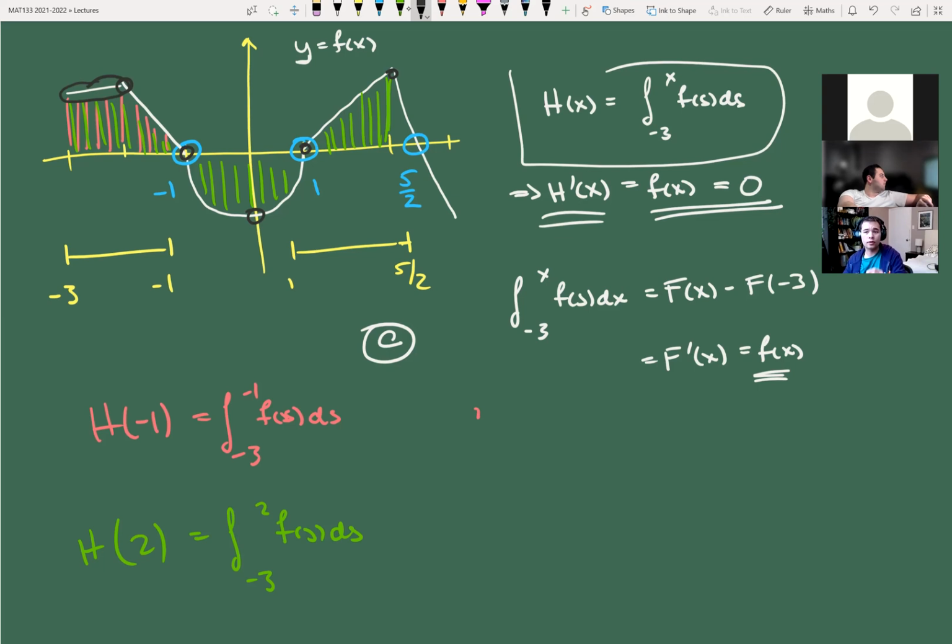I want you to classify each of those critical points. Are they inflection points? Are they minima? Are they maxima? Use the first derivative test or the second derivative test, whatever you want, but tell me, are those maxima or are those minima? You can try that as sort of a bonus thing.